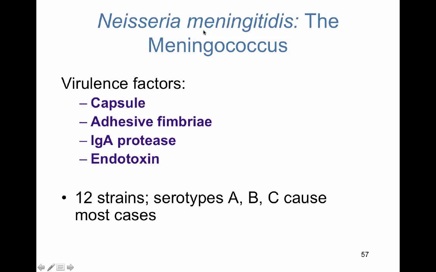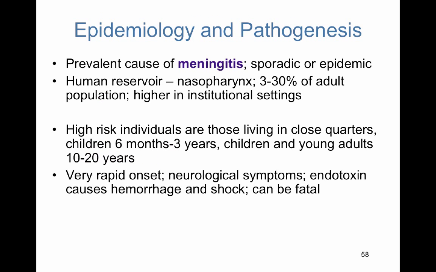Now, lastly, we have the causative agent of meningitis. This is also known as the meningococcus. And we have, again, the fimbriae and IgA protease, but we also see an endotoxin and capsule as well, which is critical for the pathology of this infection. There are 12 strains. Serotypes A, B, and C cause most cases. So it is a prevalent cause of meningitis.